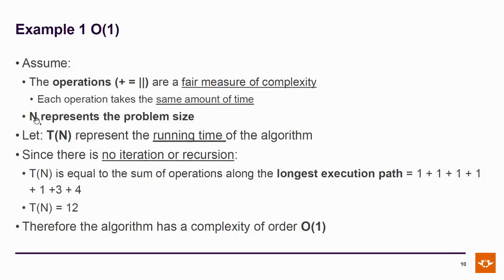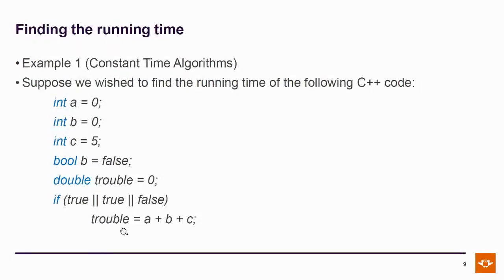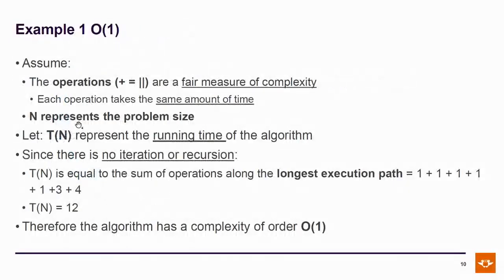Then we need to decide what n is. So in this case, there isn't really a problem size, to be perfectly honest, because there's no real thing that can vary here. But we still need to declare that we're working with an n, and that n represents the problem size. Therefore, T of n represents the running time of the algorithm. Now we count this. It's really easy.